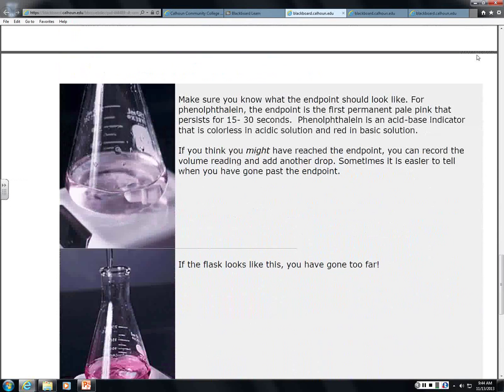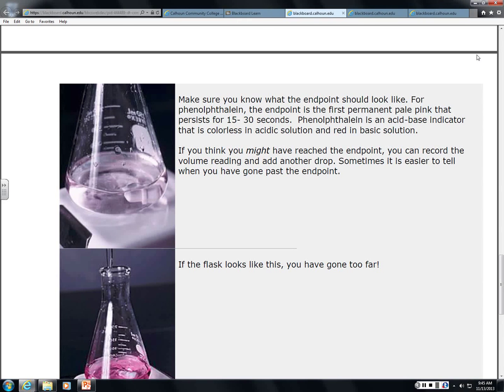If you're using a different indicator, you need to look up what color it should turn or what should happen at a certain point. But for phenolphthalein, the one that we used, I told you guys it would be a light pink for 15 to 30 seconds. If you think you have reached the end point, you can record the volume.